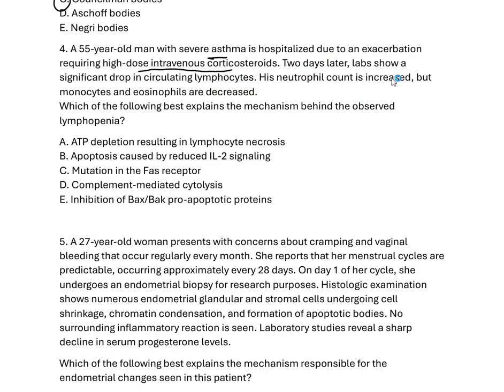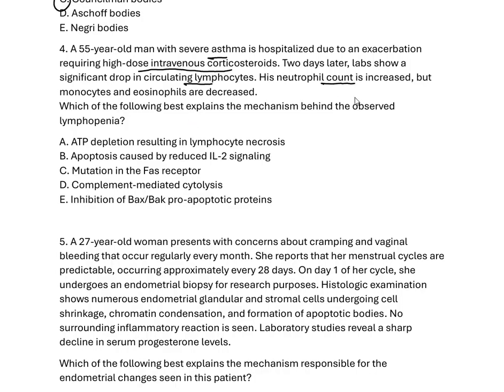2 days later, lab shows significant drop in circulating lymphocytes. It looks like the corticosteroid is inhibiting interleukin 2. Like we said, remember, interleukin 2 causes proliferation of the lymphocytes. And then when you give them steroid, it decreases interleukin 2, and that leads to what? Apoptosis of those what? Of those lymphocytes.